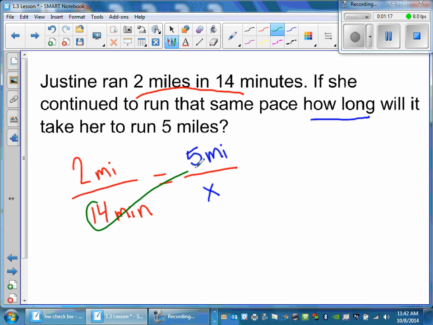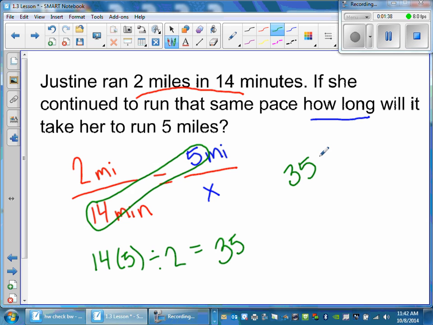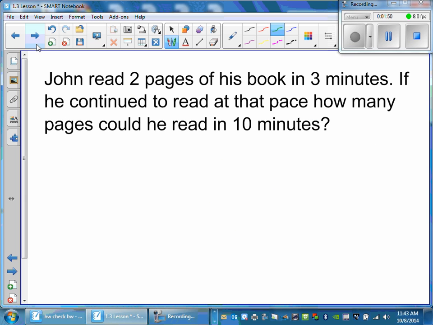In this case, remember, you can cross multiply. So you would have 14 times 5, and now that we know how to take the shortcut, you can just divide by 2, and you will get 35. So at the same pace, it would take Justine 35 minutes to run 5 miles. That's pretty fast. Okay, next example.